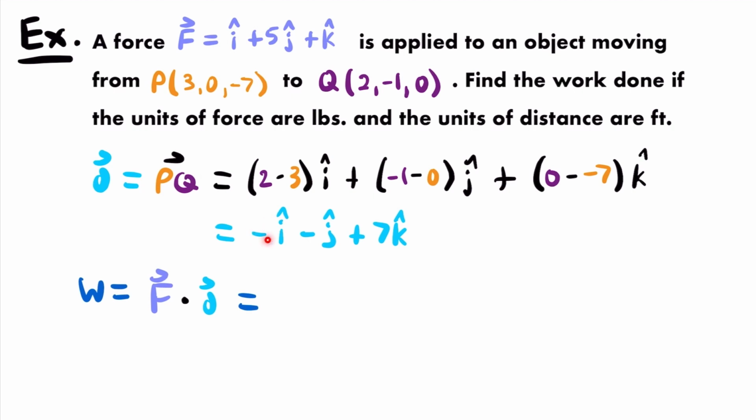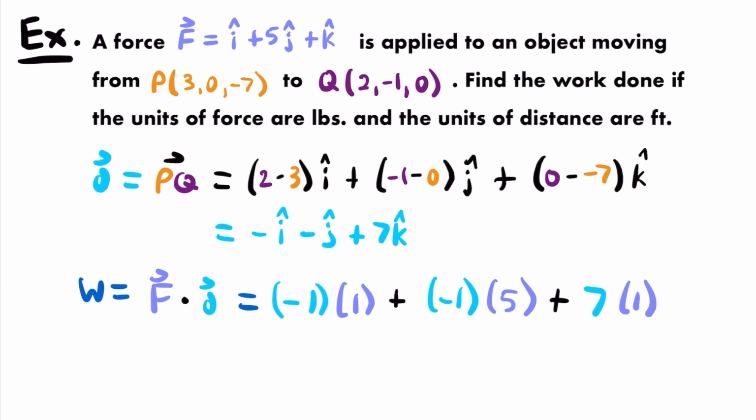So we'll start by multiplying the x components together. We have -1 times +1. Then we'll add that to -1 times 5. And then we'll add that to 7 times 1, right? The coefficient of k is 1. So we have 7 times 1.